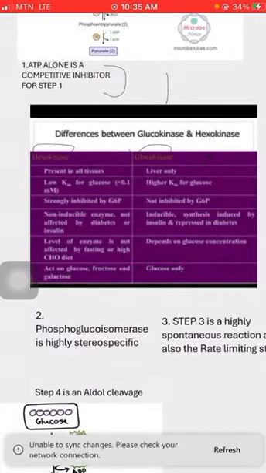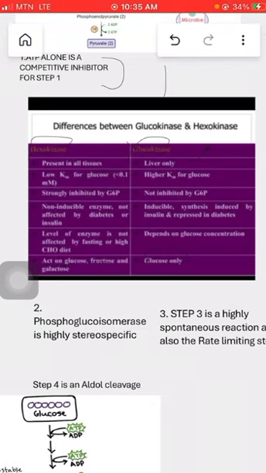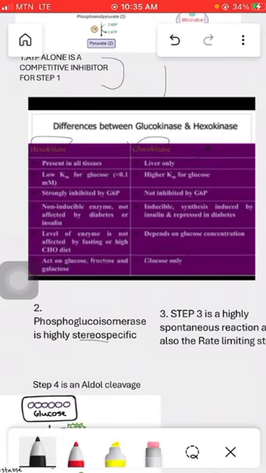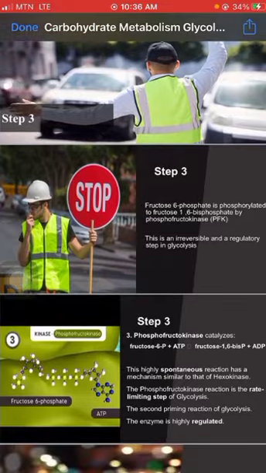Look at something here. So the phosphoglucose isomerase enzyme is what? Highly stereospecific. Why? Because it is converting glucose to an isomer called what? Fructose. So that enzyme is highly what? Stereospecific. Note that. Now let's move to step 3.